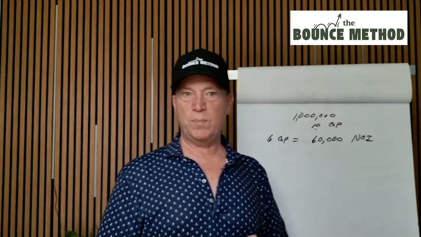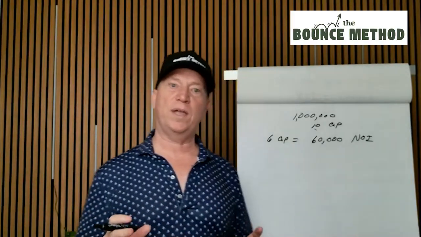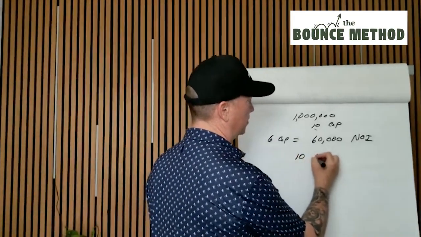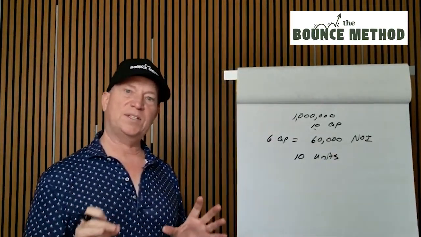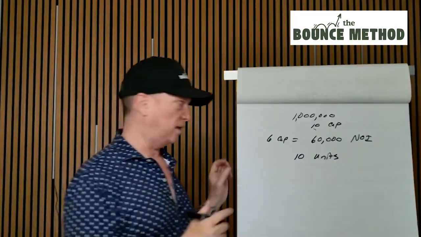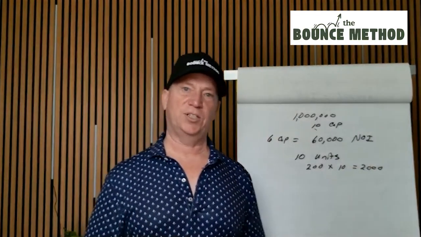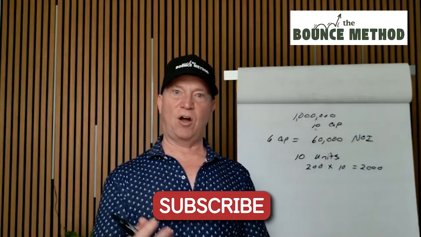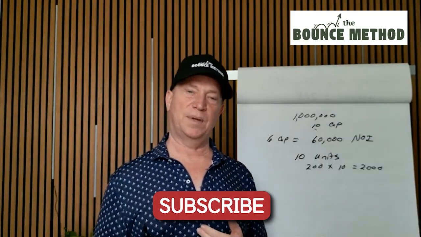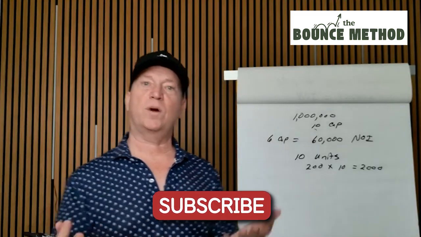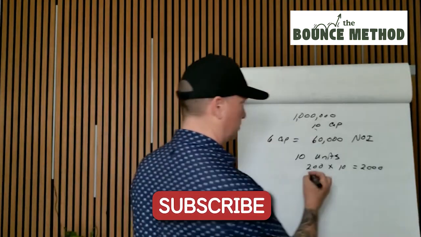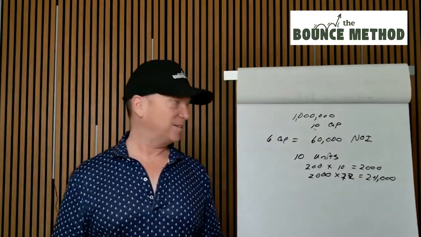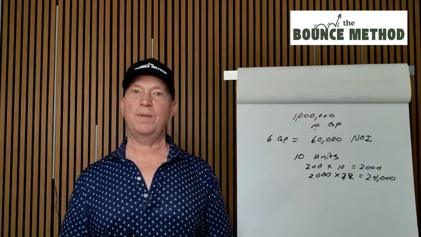Let's say that when we purchase this property, we have 10 units, and each one of those units, we're going to increase the rent by $200. That is a $2,000 increase per month in our net operating income. Now, over the course of the year, that is $24,000.